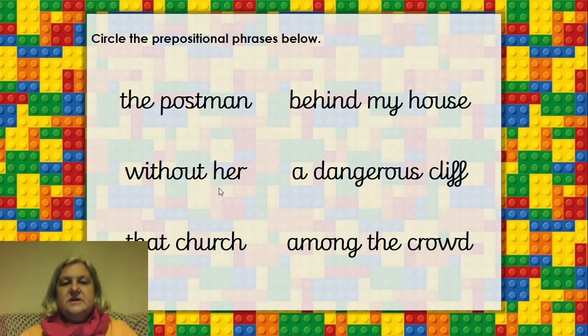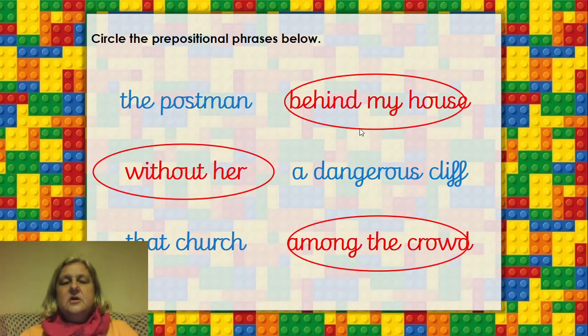Okay, without her. Okay, so this one is the cause of it. This is a causal one. Without her, we've got her, but actually this is relating to the cause, what's happening without her. That church, that is just nothing to do with prepositional phrase. We've got a noun and it's not related to the position or the time. And then we've got among the crowd, and that's definitely, if you're in amongst it, then that's the position of you. Okay, so we've got behind my house, without her, and among the crowd being the ones that are prepositional.